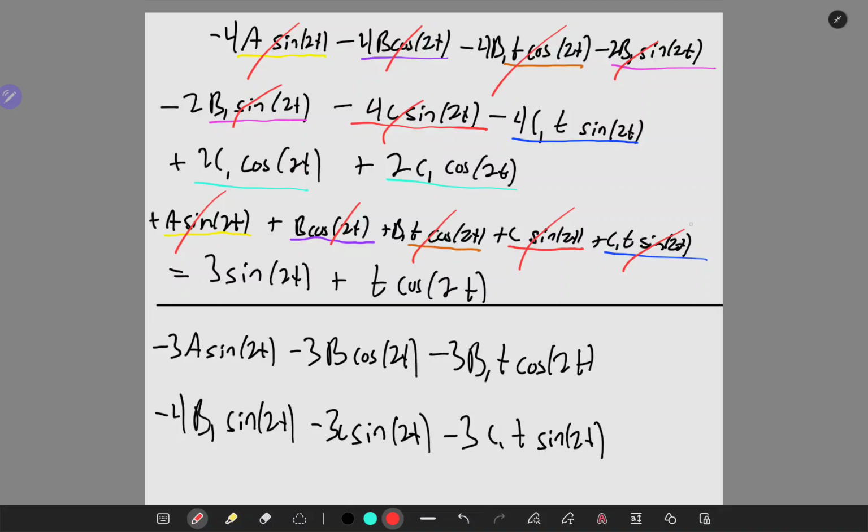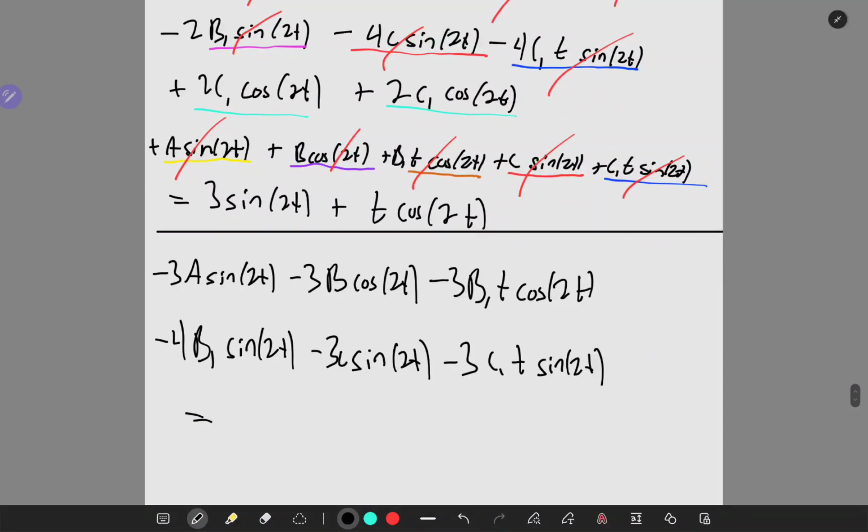So this is what I meant by these problems can get long, right? And this is all equal to 3 sine of 2t plus t cosine of 2t. This looks like it might be correct though. I just have an extra minus 3a sine 2t term compared to what I had over here. But I think what we're doing is so far so good.